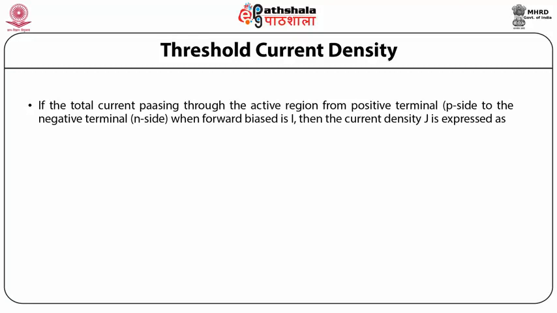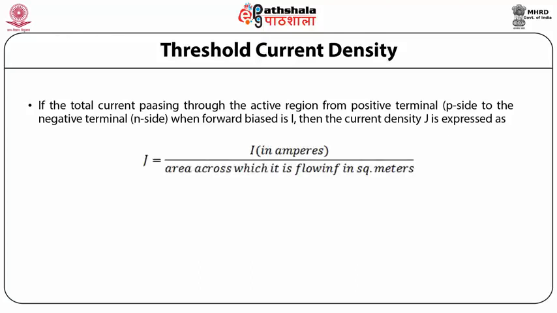If the total current passing through the active region from the positive terminal P side to the negative terminal N side, when forward biased, is I, then the current density J is expressed as J equal to I, in amperes, divided by the area across which it flows, in square meters. So one can write the current density.